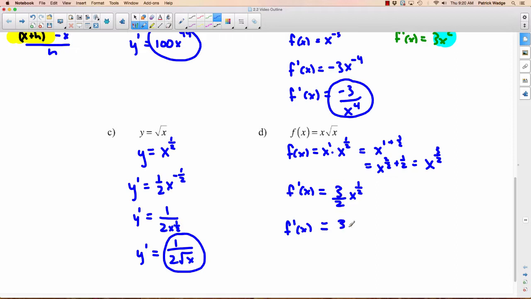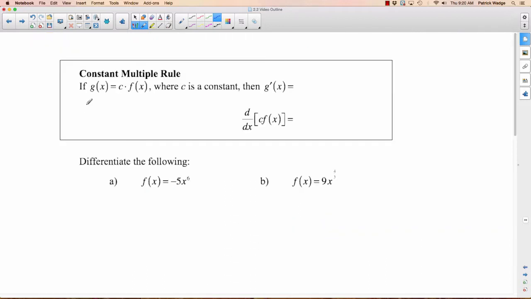3 is going to be on the top, 2 is going to be on the bottom, the x is going to be on top, but it's x to the 1/2. Why don't we just write root x, because that's what that means. Now we're going to learn the constant multiple rule. This will just become kind of like common sense for you. You won't have to really worry about the name of this rule or anything.